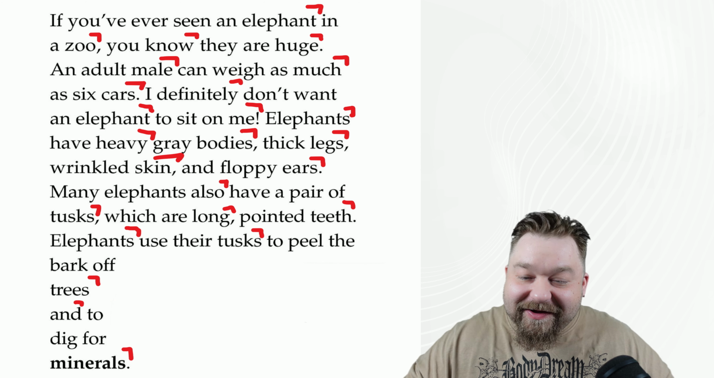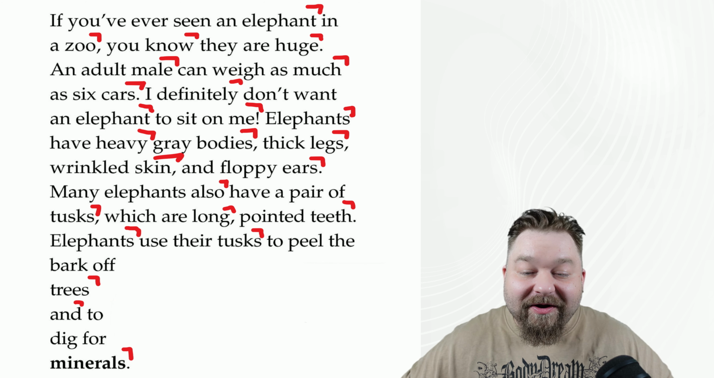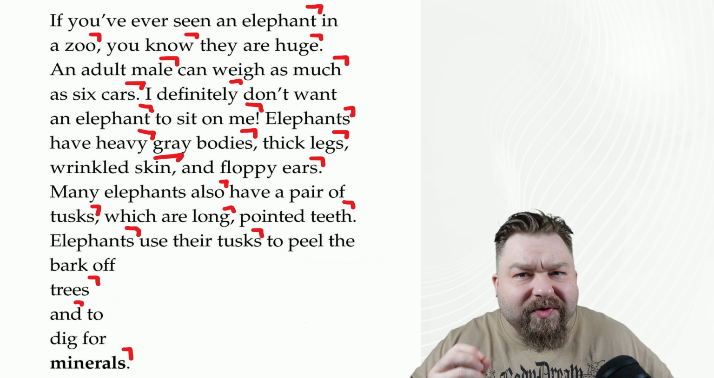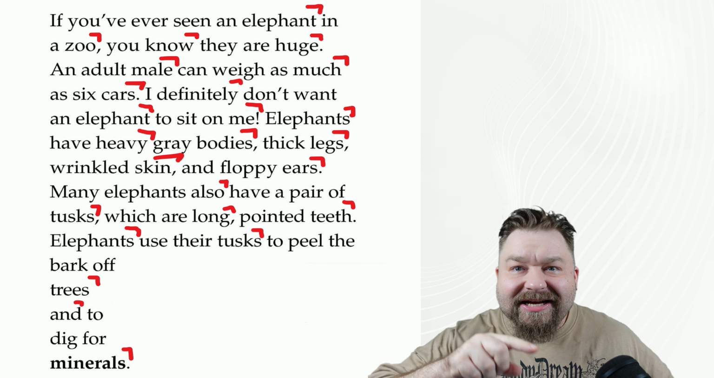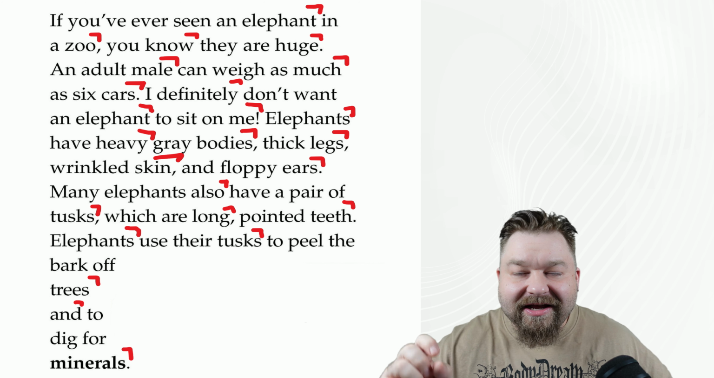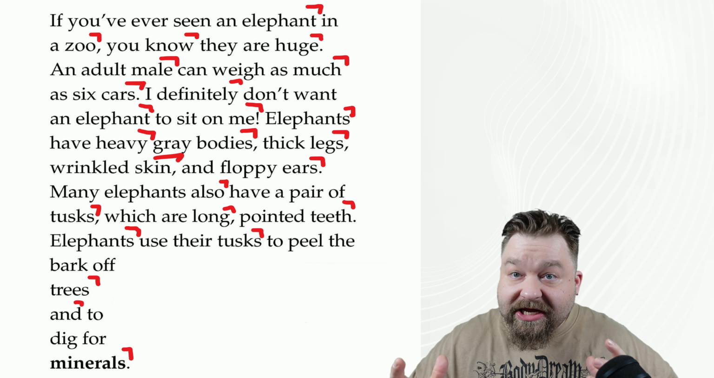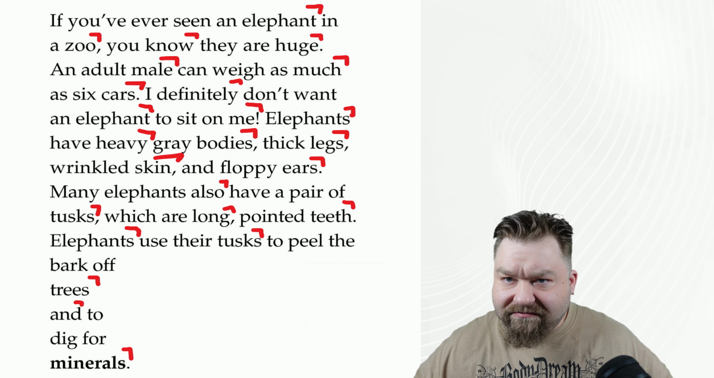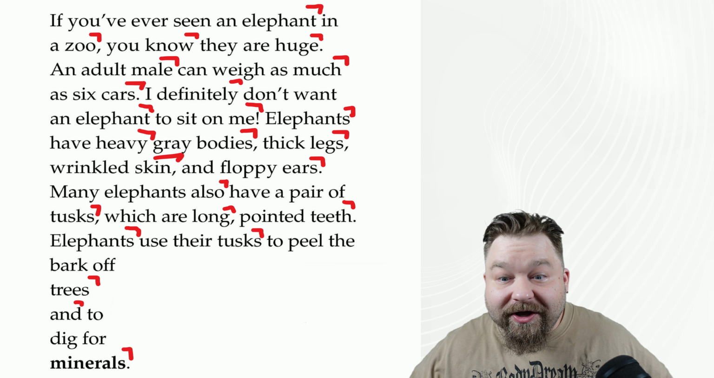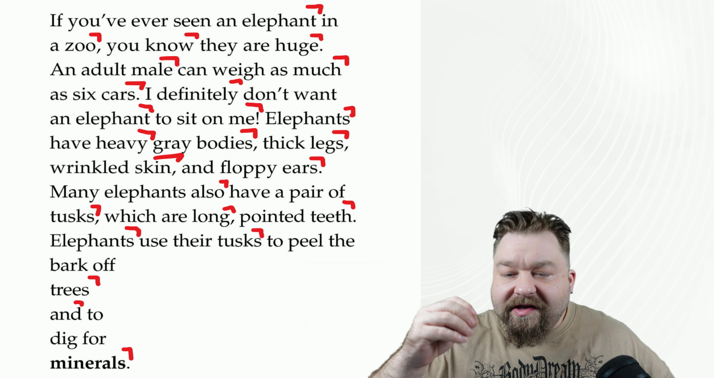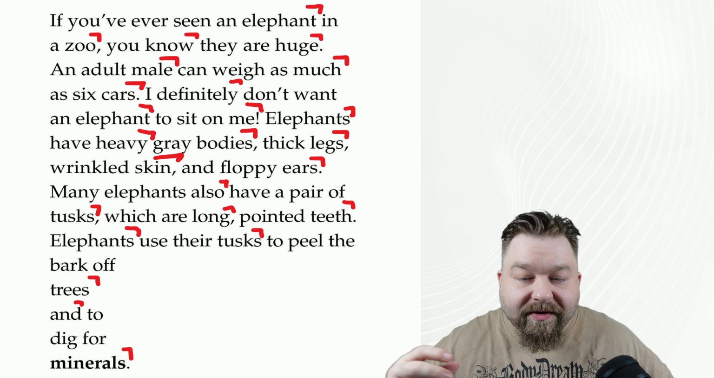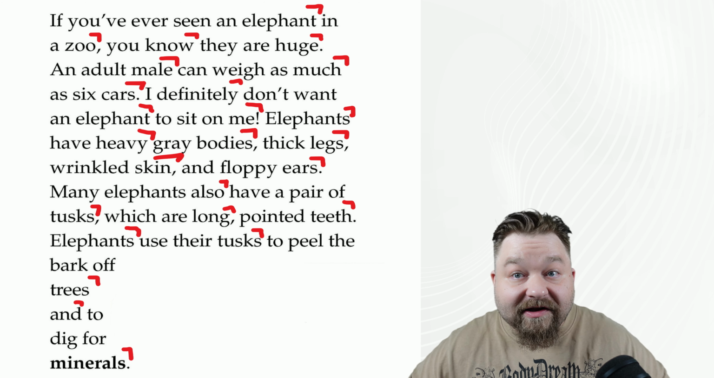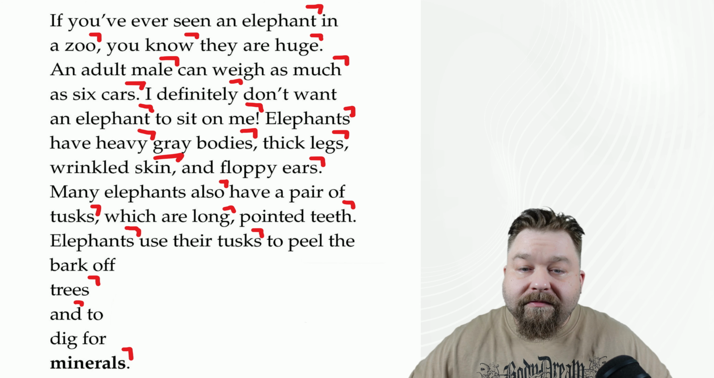Elephants use their tusks to peel the bark off trees and to dig for minerals. Did you hear that with the word tusks? There's like two different sounds there. So take your time on these words. Tusks. Okay? Ks. Like we're cooking. Elephants use their tusks to peel the bark off trees and to dig for minerals. That sounded great. Next one.